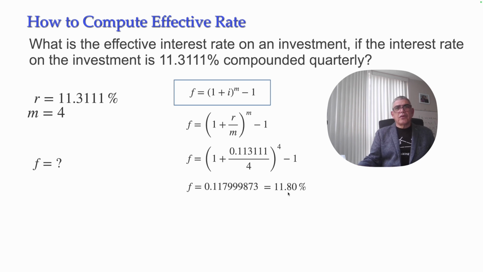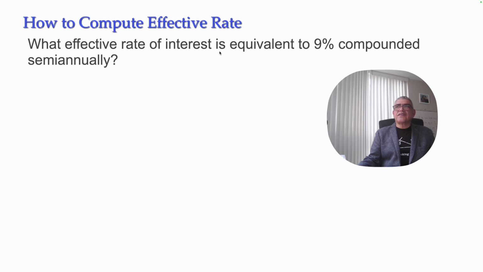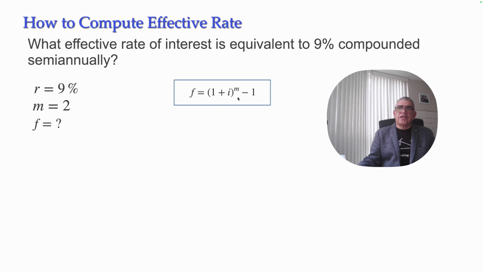So let's solve another problem. What effective rate of interest is equivalent to 9% compounded semi-annually? In this case, we know that the nominal rate of interest is 9%, compounded semi-annually, so m = 2. So there are 2 compounding periods, and we need to compute the effective rate of interest. Then we use the formula of effective rate of interest, and we know that this i is actually the nominal rate of interest divided by m. So we can type it in this way.